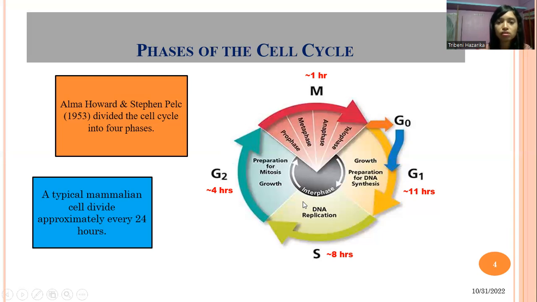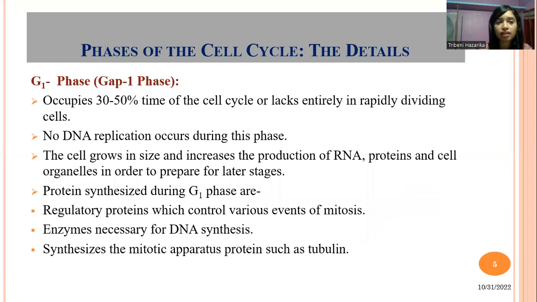So this is about the phases of the cell cycle in short. Now I'll discuss the different phases of the cell cycle in more detail. G1 phase, or the gap 1 phase, occupies 30 to 50% of the time of the cell cycle. It is important to know that during this phase, the cell is metabolically active and continues to grow, but there is no DNA replication.